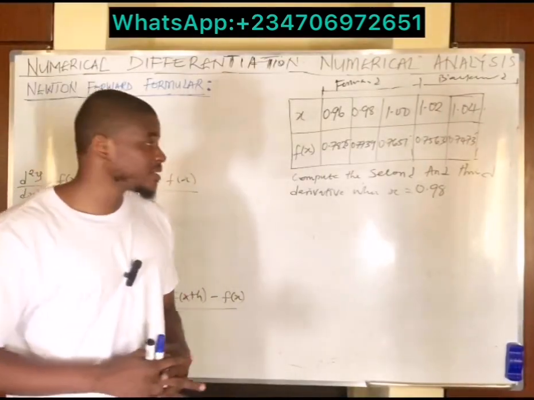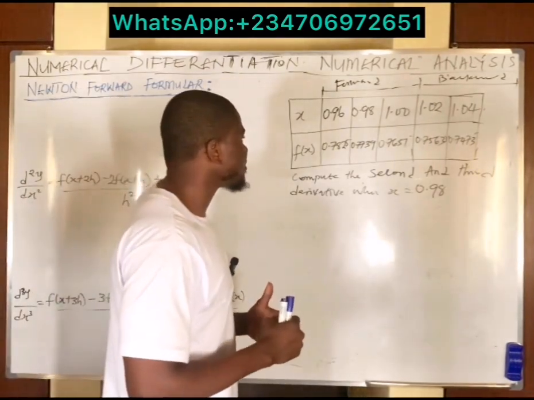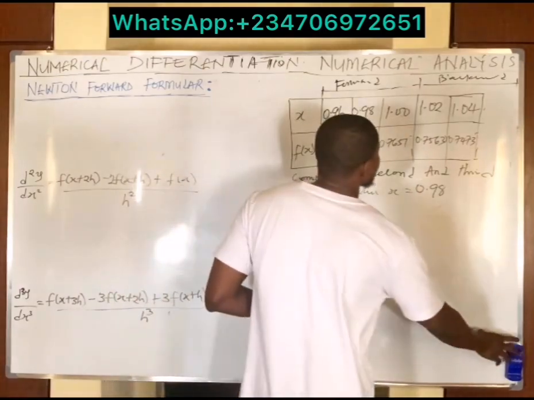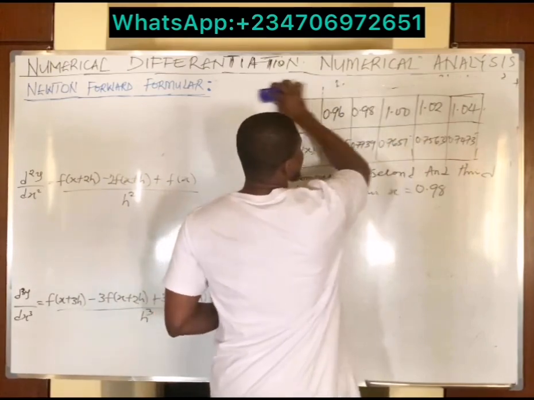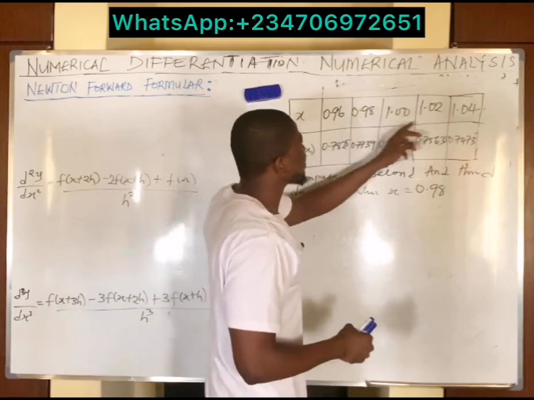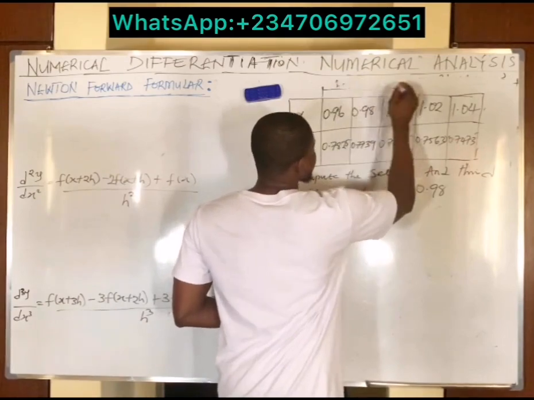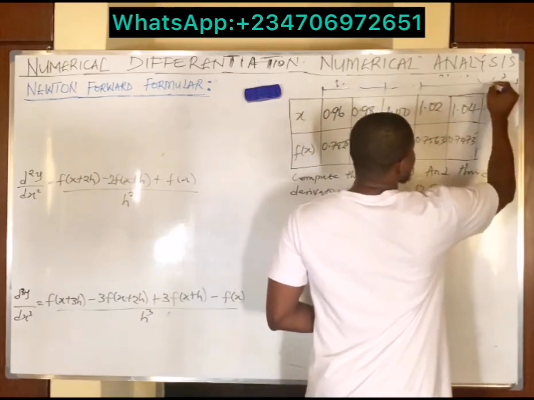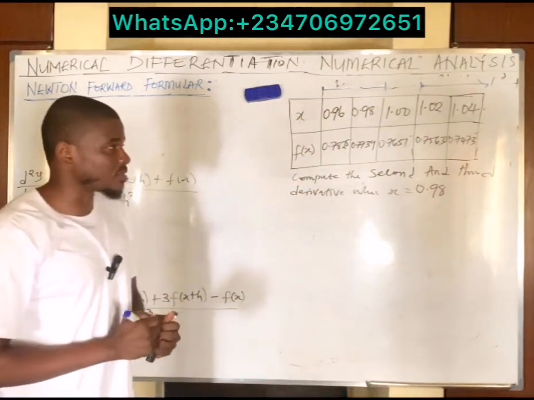All right. So let's consider the second question. It says compute the second and third derivative when x is equal to 0.98. So once again, in this case, this table that contains values is categorized into five different places. So the table values are 1, 2, 3, 4, and 5. So which means the first two will represent our forward table, the last two represent the backward table, and any value that falls at the center here, we simply employ the central difference method to solve.